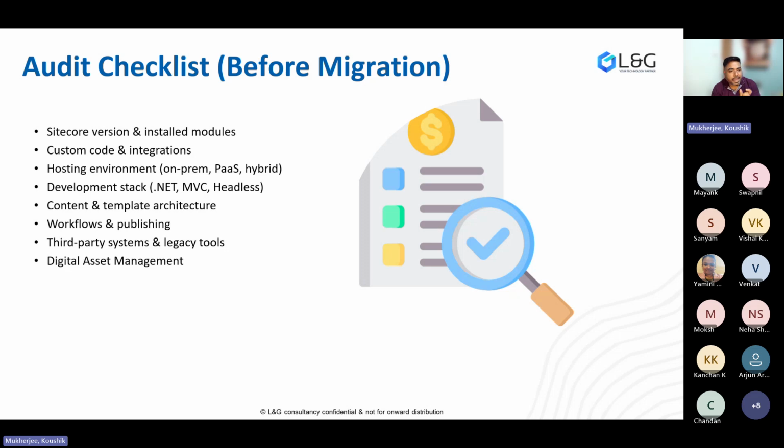Workflow and publishing. If we have any workflow or publishing implementation there, we might need to do those manually in XM Cloud. If there is any third-party integration or legacy tool, any API integration for the particular client, we need to think about it separately. We might go with the CDP, or we can think about Sitecore Connect, or maybe we need to do the integration from the front end. So how will we do that? That needs to be checklisted properly.